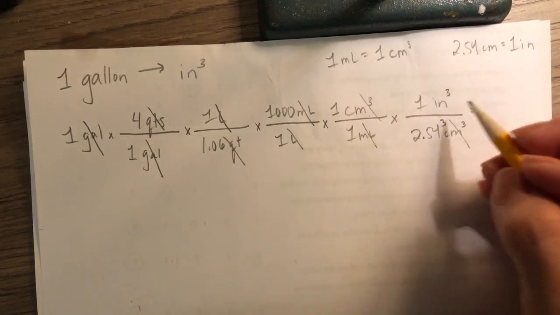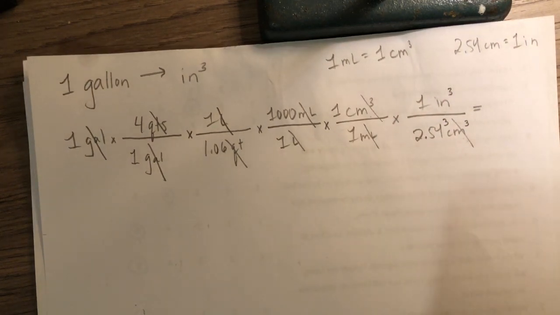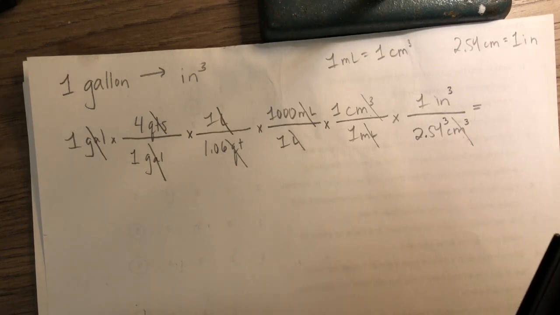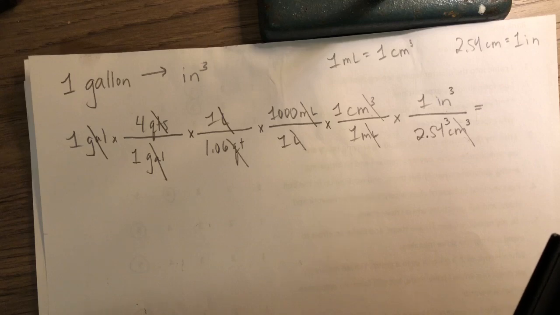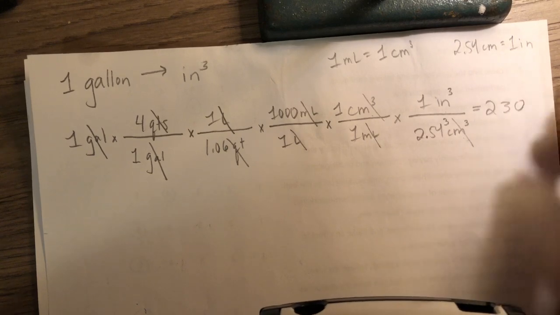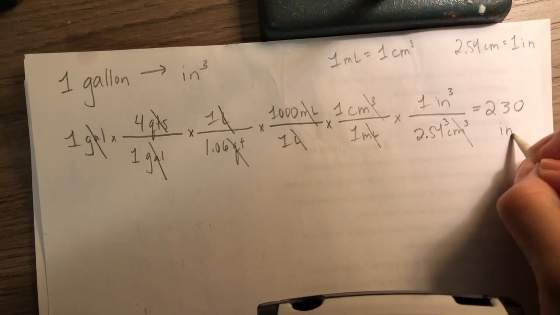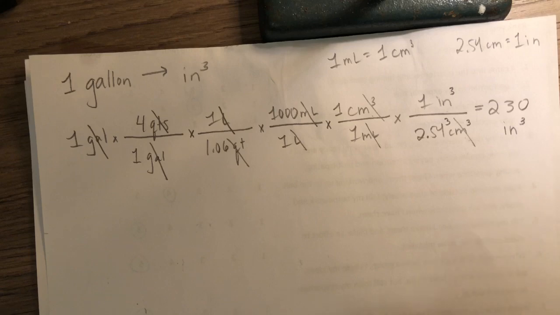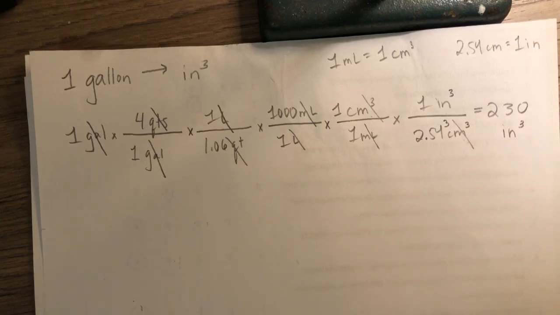Now that I'm in inches cubed, I know I can stop the problem. So what I do is I'll take 1 times 4 divided by 1.06 times 1,000 divided by 2.54 cubed. A lot of you might forget that cubed there. Don't forget it. And your final answer is that 1 gallon is equivalent to 230 cubic inches. All right, so that's one example.